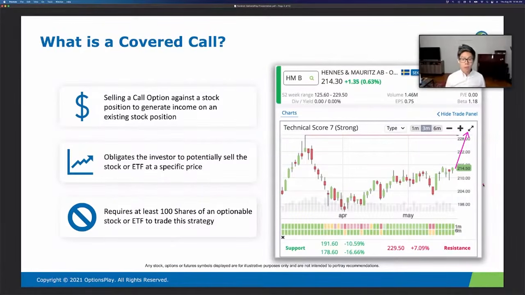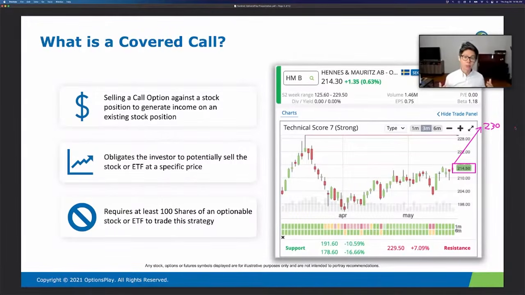So as an equity investor, most traders are used to placing a limit order. So let's say I have H&M stock. It's currently trading around 214 crowns. Maybe I think the stock is going to increase to 230 crowns. So what would I do as an equity investor? I would place a limit order at 230 crowns and wait for the stock to rise. But as a covered call investor, I can obligate myself to the same thing: sell a 230 call option.